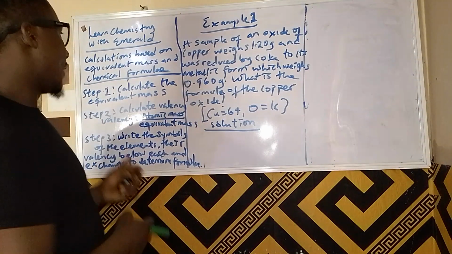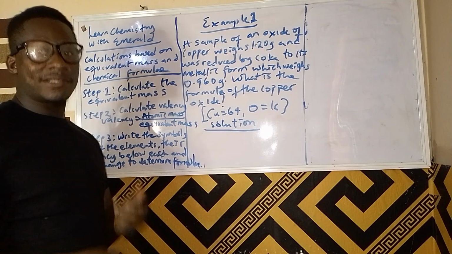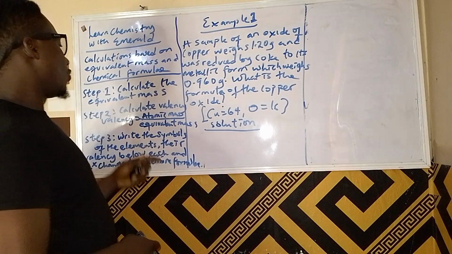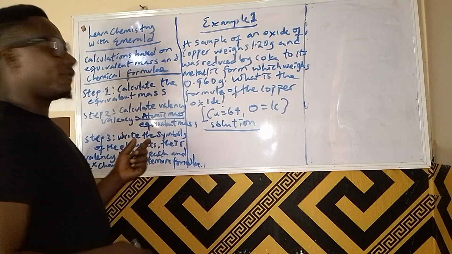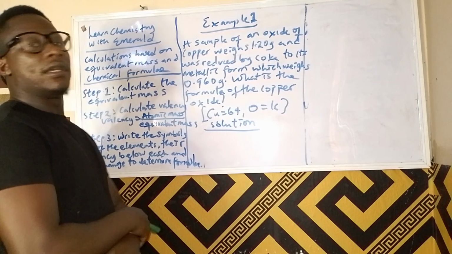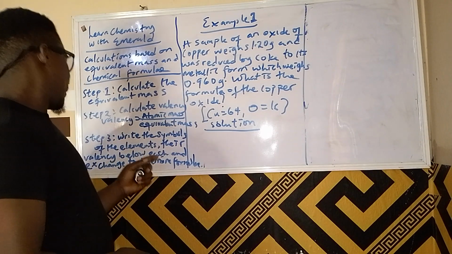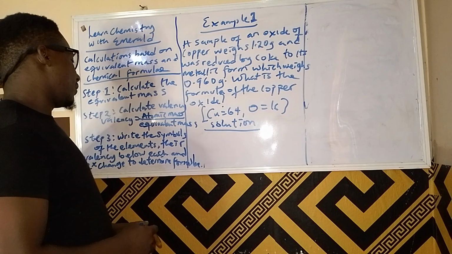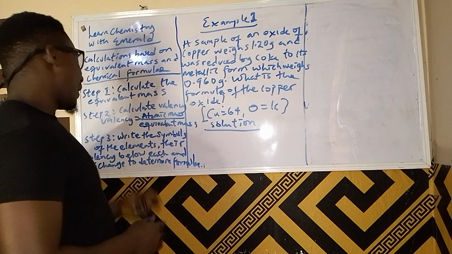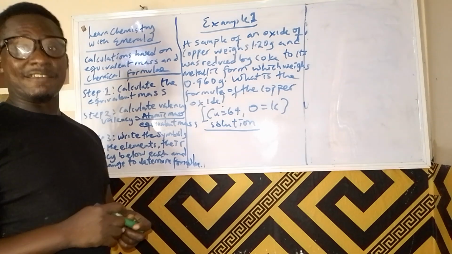We follow these steps. Step 1, we calculate the equivalent mass. Step 2, we find the valency of the metal element using atomic mass over equivalent mass. Step 3, we find the symbol by exchanging the valencies of the elements that are involved.